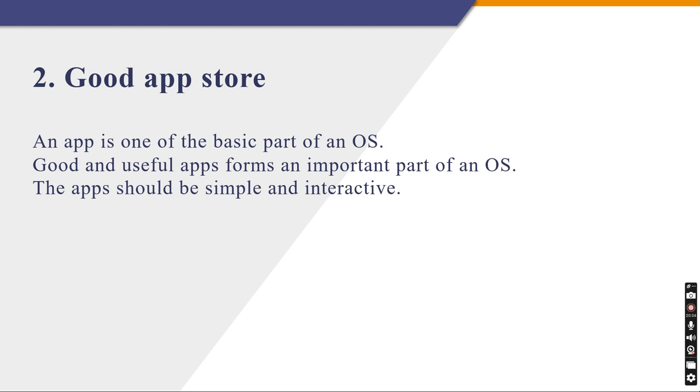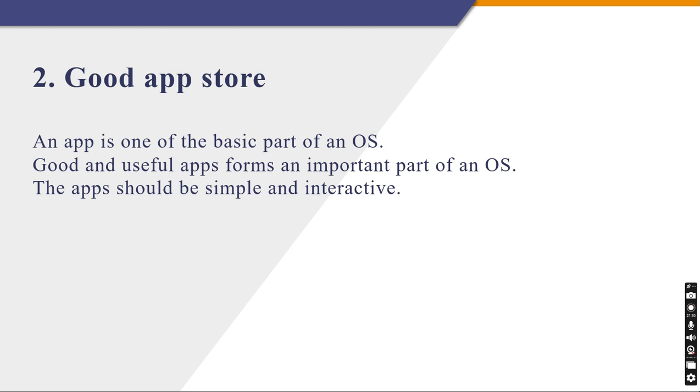All of you use the Play Store on your mobile. With the Play Store, we can download any app to use in our life, like WhatsApp, Instagram, Twitter, Facebook, etc. An app is one of the most basic parts of an operating system, as I discussed here. Good and useful apps form an important part of an operating system.